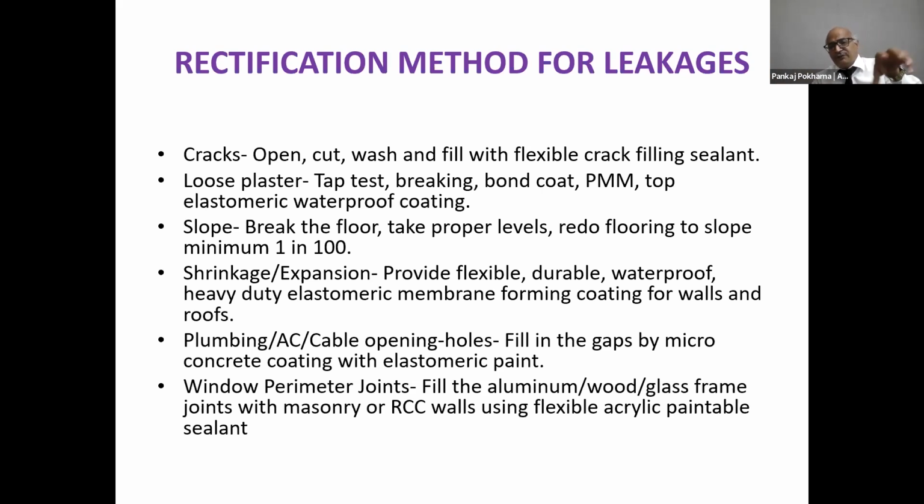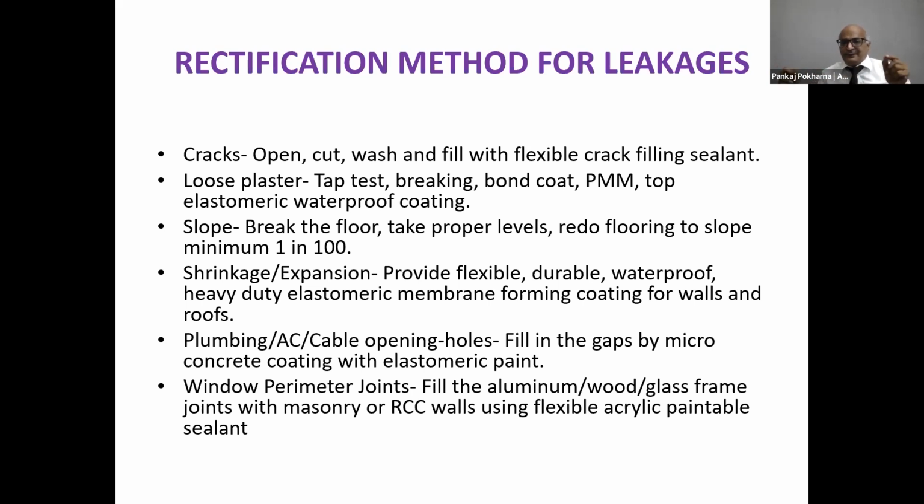Third, we were talking about the slope, either on the chhaja or on the terrace. If there is no proper slope, and you see that the water is stagnant on the terrace or on the chhaja, then you have to break those areas. Then you have to put certain levels, check the levels and create a slope. The slope should be minimum 1 in 100, meaning 1 inch in 100 inches.